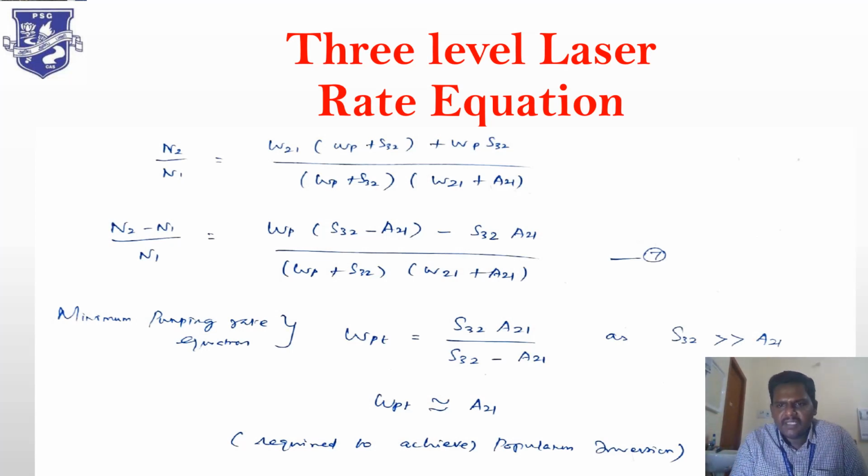Okay. From this, there is a condition: we know that A21 is always less compared with A31. By utilizing this condition, this phenomenon can be rewritten like this. So under the minimum threshold condition, which indirectly tells us the minimum amount of energy required to achieve population inversion, it can be written as WPT is equal to A21.